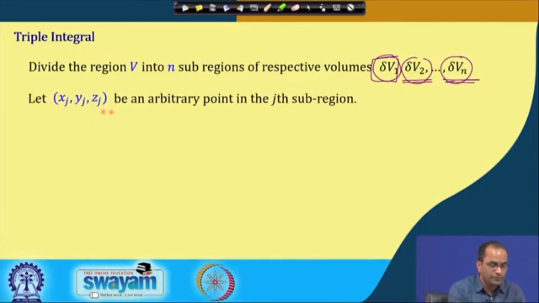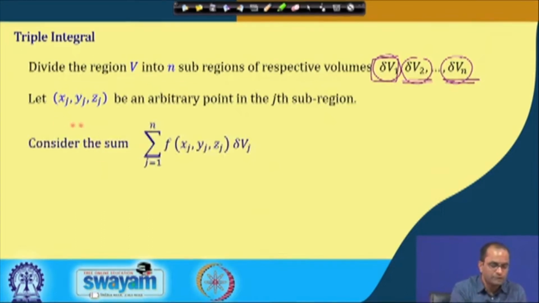And now we let a point x j, y j and z j be an arbitrary point in the jth subregion. It is very similar to what we have done in the 2-dimensional case. We had divided the 2-dimensional domain into small sections, small cells, and then in each cell we had taken a point and the corresponding value of the function at that point was multiplied by the area, and that was summed up, and taking the limit of that sum we introduced the double integral. So, here as well, we will consider this sum now.